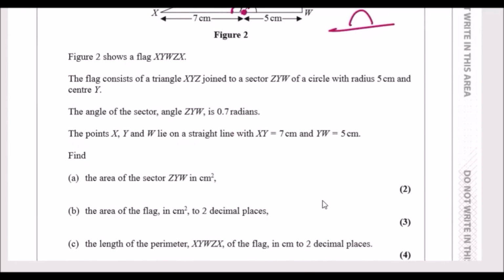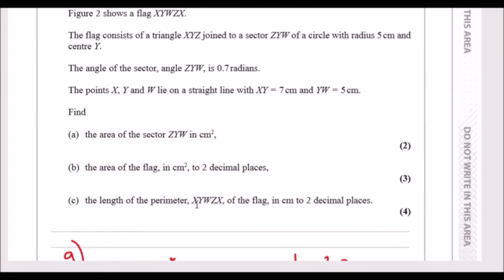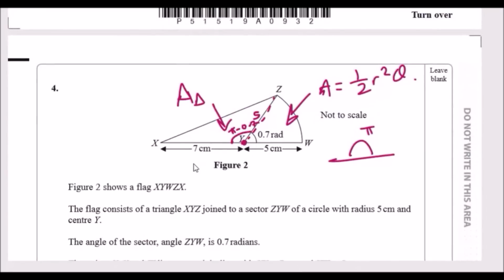Okay, so like I said, this is a very easy question. And lastly, find the length of the perimeter, XY of the flag. And that means work out the entire length around. So if we look at this, we're starting from X and going all the way to W, across the sector, the arc bit, and then Z to X.